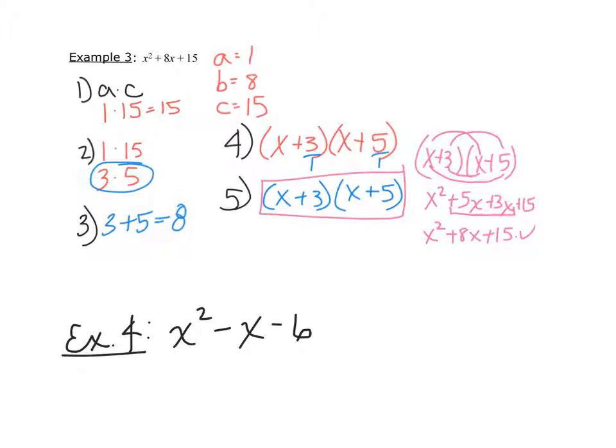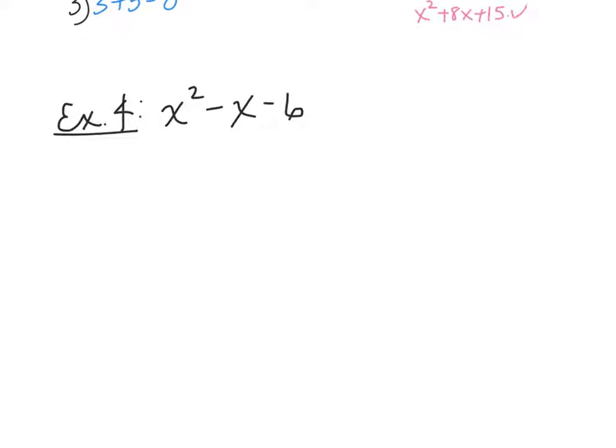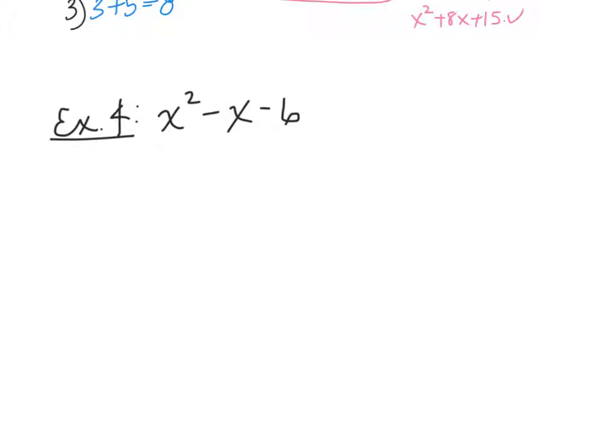All right, let's check number 4. So the first thing I want to do, I want to list A, B, and C. A is what? 1. B is -1. C is -6. Now let's do the pledge.